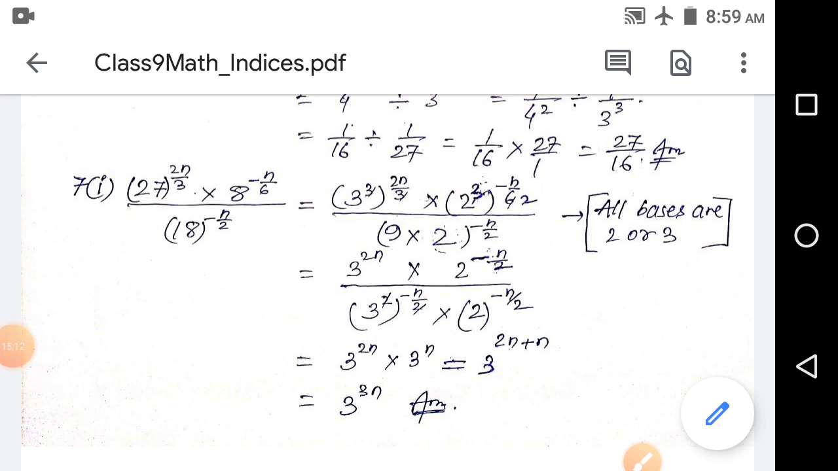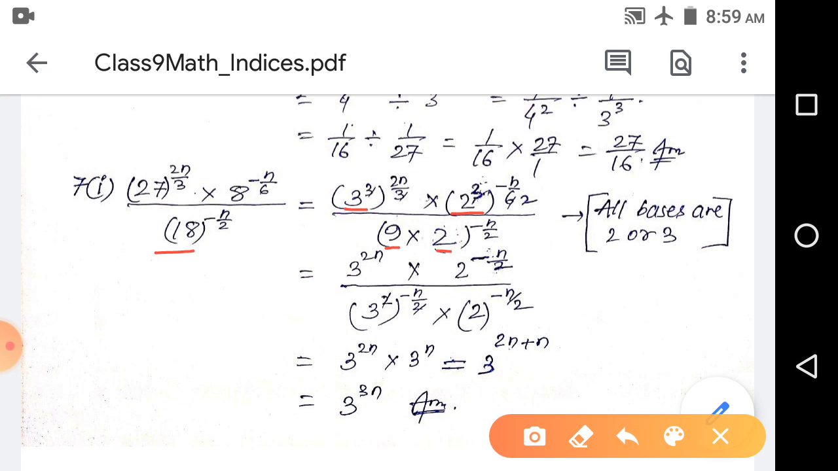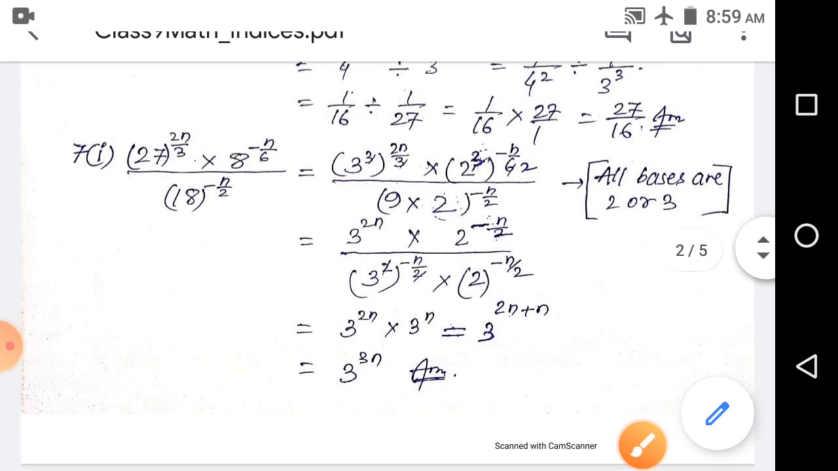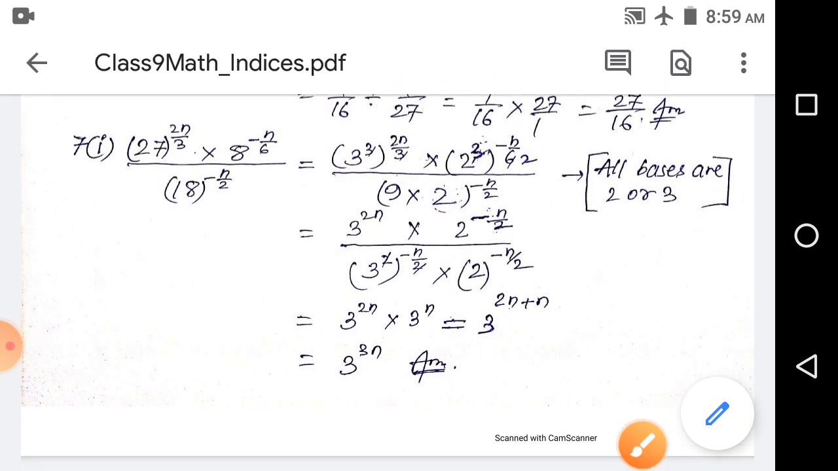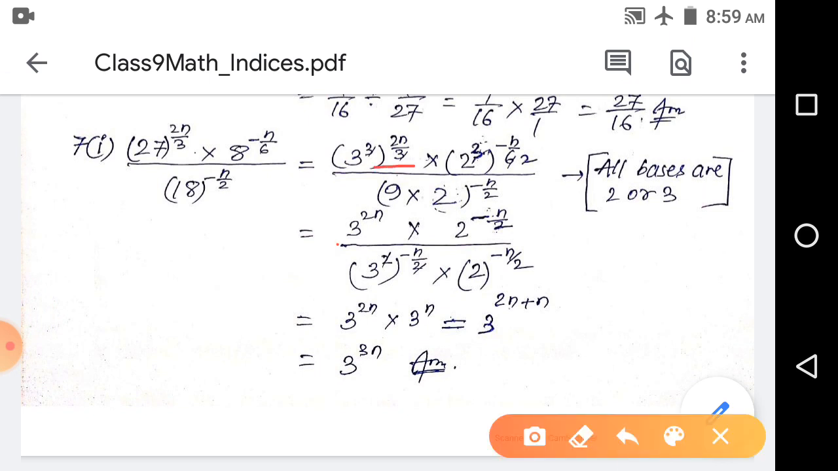For 27 it is 3 to the power 3, for 8 it is 2 to the power 3, and for 18 it is 9 into 2, and this 9 can be written as 3 square, you know that. So then we proceed to the next line. These powers are multiplied. For this 3 the powers are multiplied, and what is left is 3 to the power n, and here the powers are multiplied, 2 to the power minus n by 2 is left.